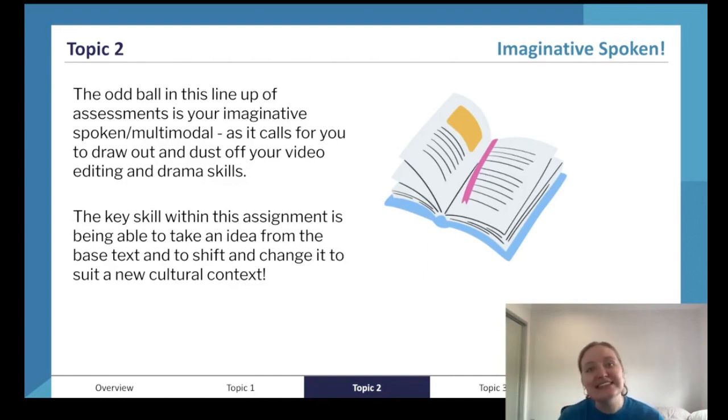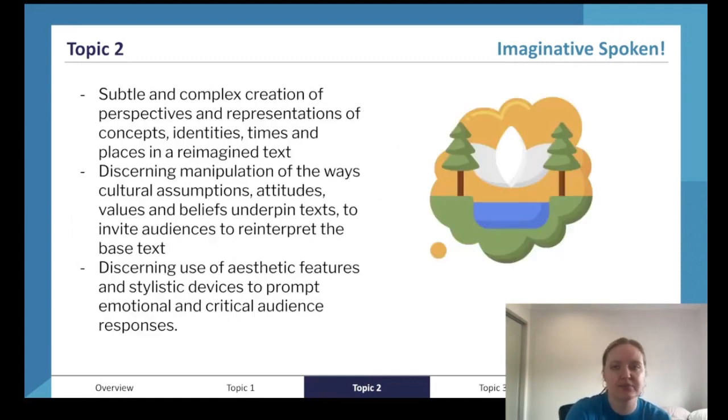So the key skill within this assignment is being able to take an idea from a base text, a poem, a novella, a short story, a novel even, a play, and to shift and change it to fit a new cultural context. So here are our criteria for the imaginative spoken or the creative spoken. You need subtle and complex creation of perspectives and representations of concepts, identities, times, and places in a reimagined text.